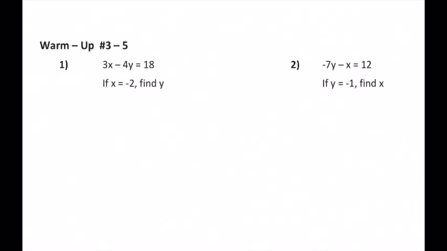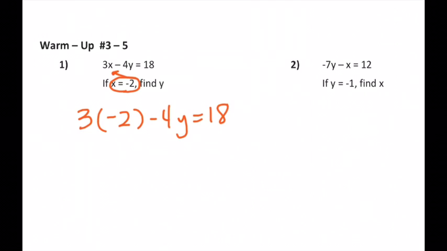So number 1, 3x minus 4y equals 18. If x is equal to negative 2, then find y. So what we're going to do is plug in negative 2. So 3 times negative 2 minus 4y equals 18. So all we have to do now is just solve for y.